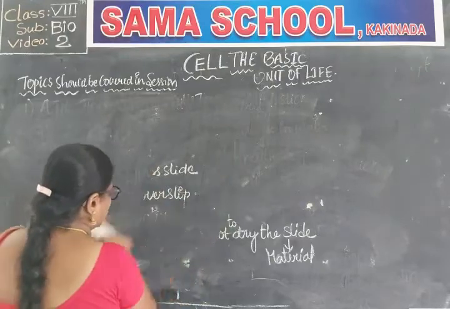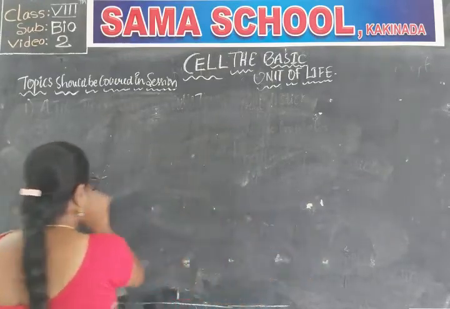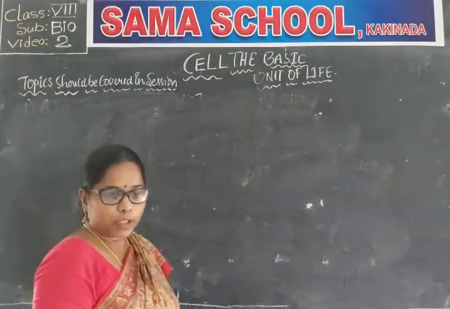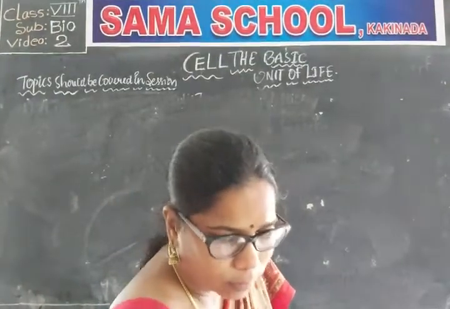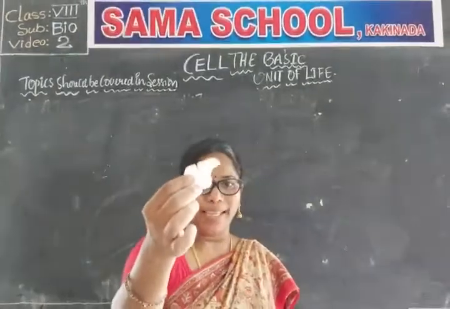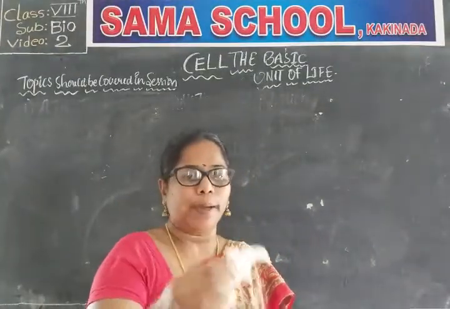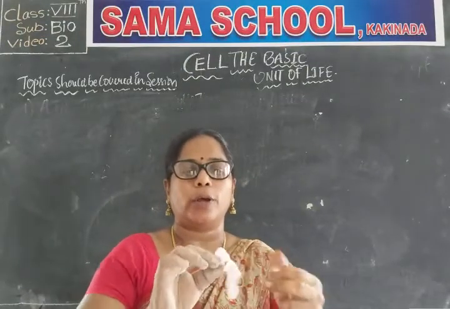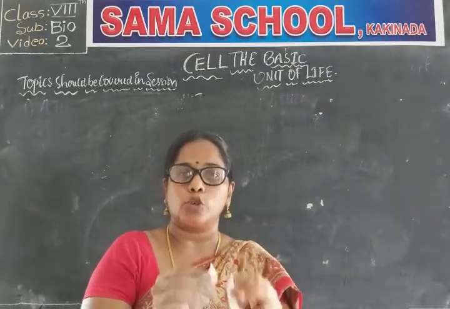So let us see the procedure. First, take a piece of onion from the bulb. So this is the bulb of the onion. Understand? Then here I took a piece of the onion bulb, and I have broken it into two pieces.